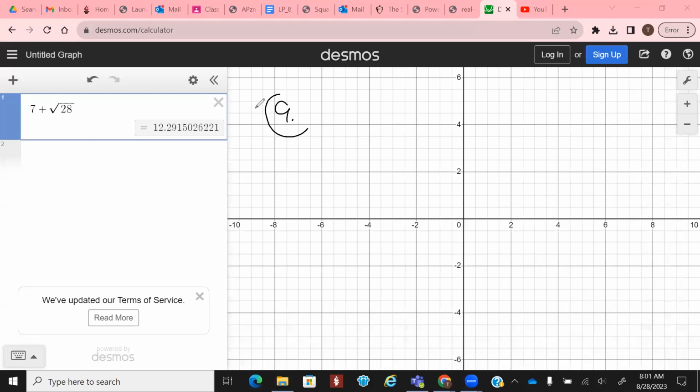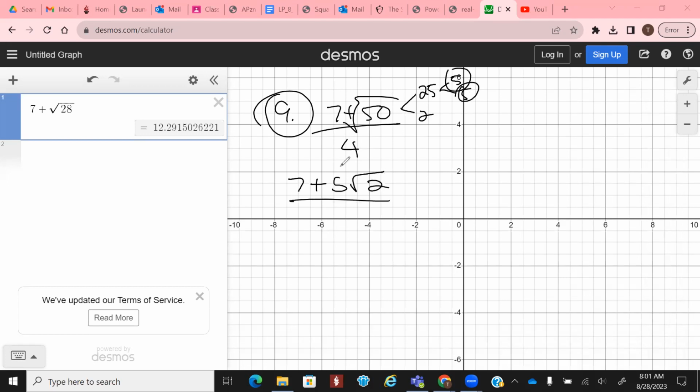All right, so on number 9, we need to simplify that square root of 50. So what are 2 factors of 50? 25 and 2. And that 25 can break down into 5 and 5. So we can pull out a 5 and we're left with 2 underneath. Now, is there a greatest common factor for all the numbers that are outside the radical? So 4, 5, 7. Do we have a greatest common factor with those? No. So this is it. That's the simplest form. Okay.